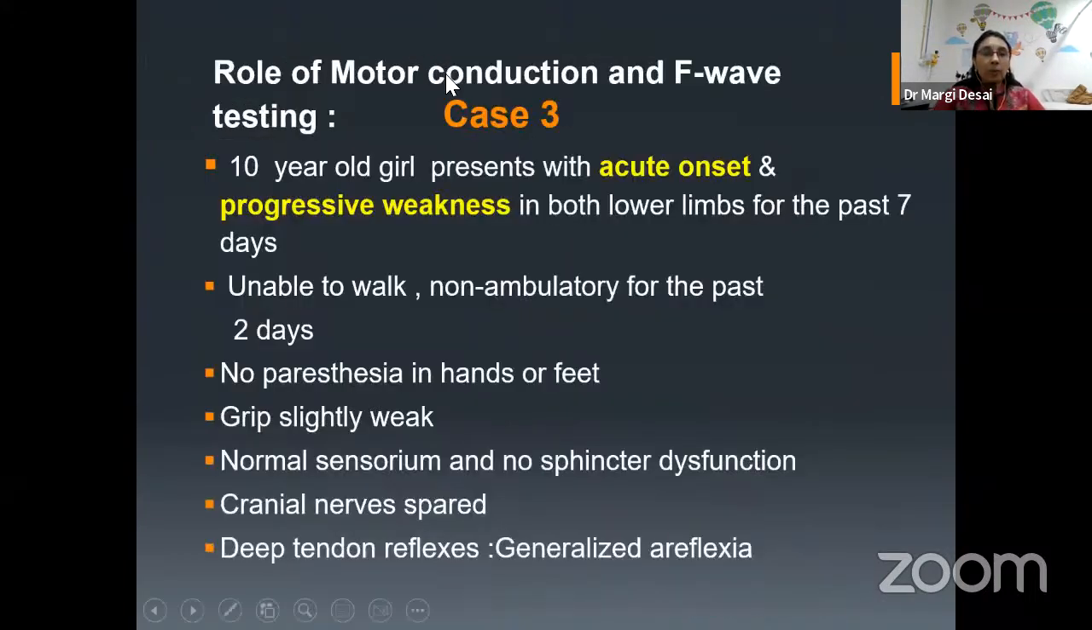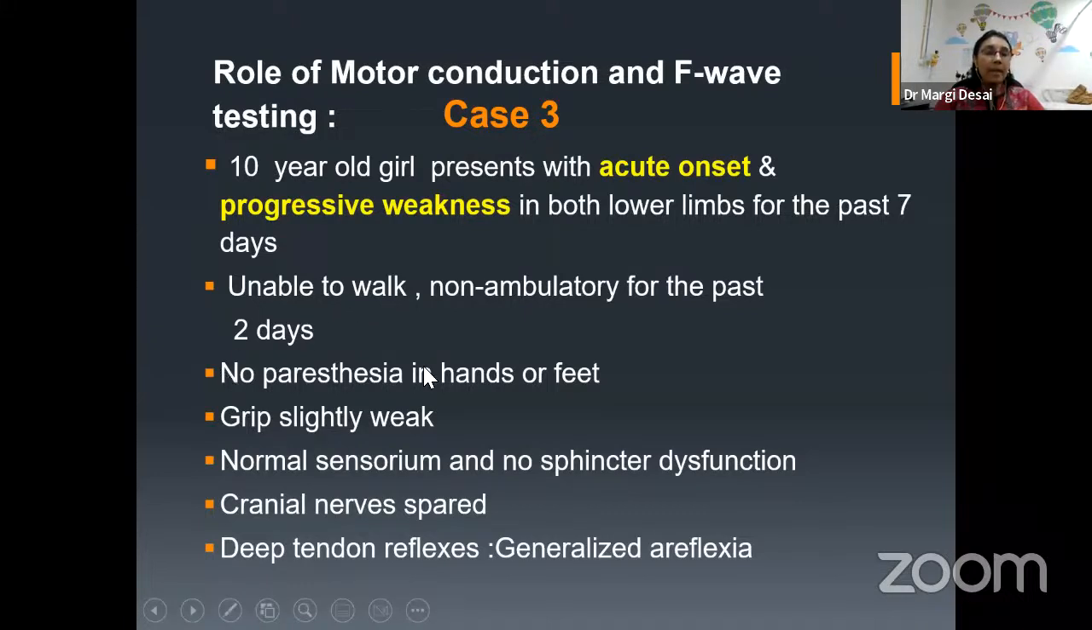Let's look at the role of motor conduction along with F waves in clinical practice. So this is another case. This is a 10-year-old girl who presented with acute onset and progressive weakness in both lower limbs for the past 7 days. So very acute onset. She was unable to walk only for the past 2 days. So as you can see, first weakness and then inability to walk.